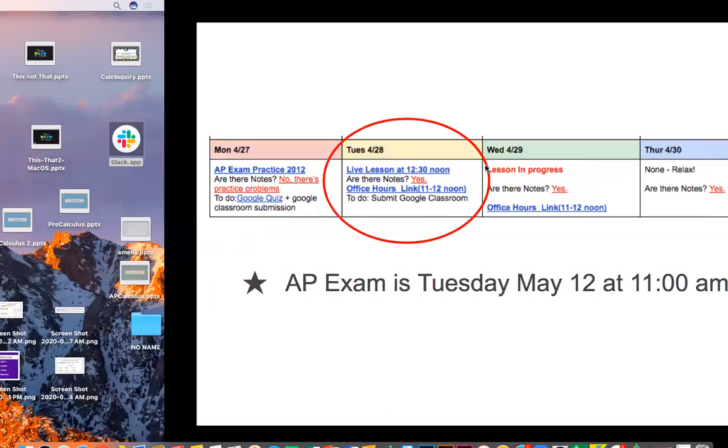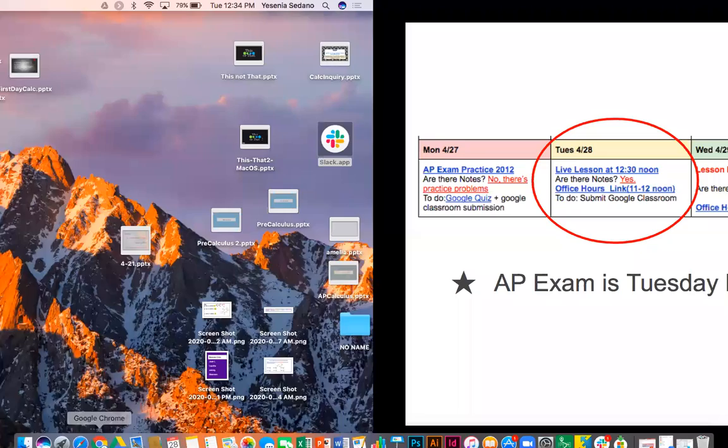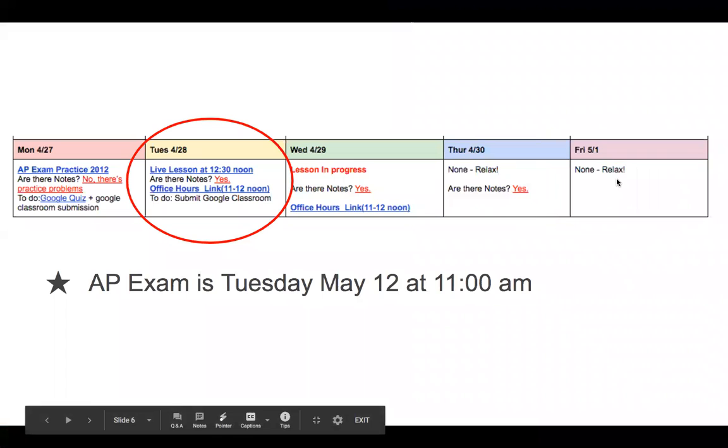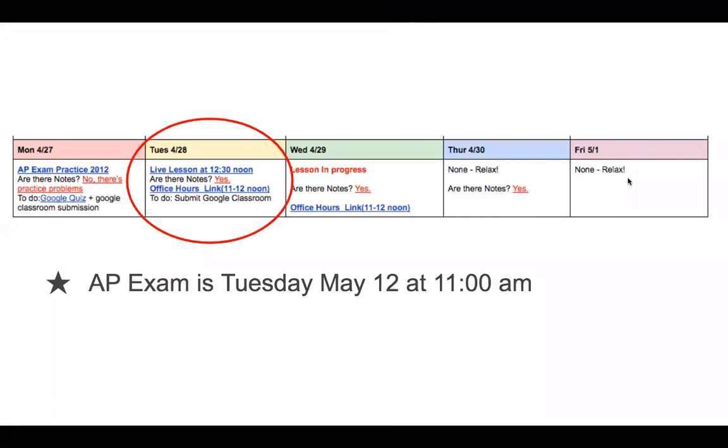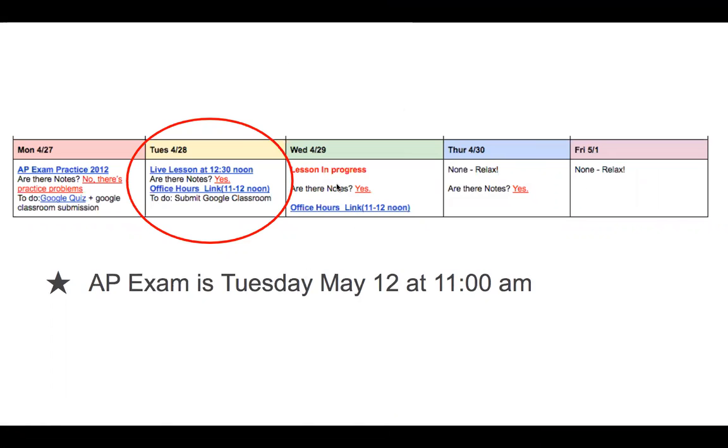Tuesday, oops, sorry guys. Tuesday, Thursday, and Friday, I don't assign anything. So feel free to use Thursday and Friday to study extra. There's a lot of resources online to study for the AP exam. Up to you, right? Or if you need to catch up on any of the missing work, I would use Thursday and Friday. We do have a lesson on Wednesday. I just need to put it in there.